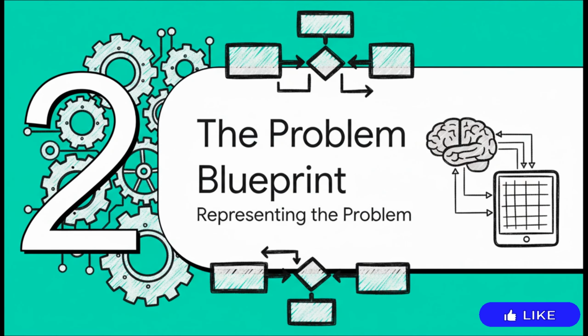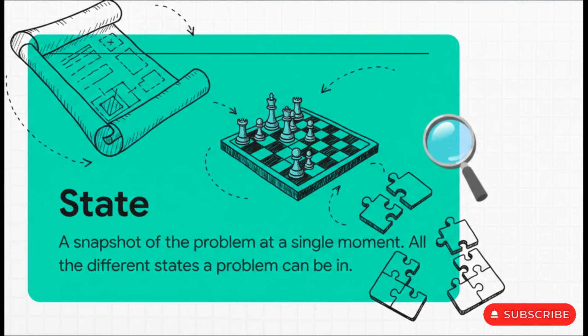Okay, so how does this whole thing work? Well, before an AI can even think about looking for a solution, it needs a super precise blueprint of the problem. You've got to lay it all out in a way the machine can actually understand. The first piece of that blueprint is what we call the state, and it's exactly what it sounds like, a single snapshot in time. So for a game of chess, a state is the exact position of every single piece on the board at that one moment. For a puzzle, it's just the current arrangement of all the pieces.